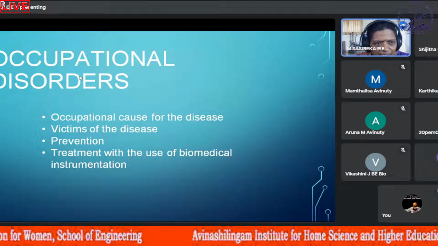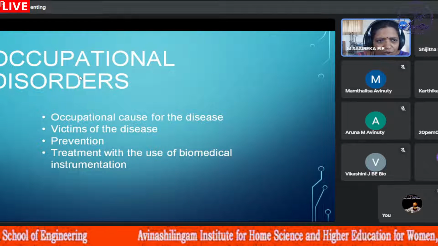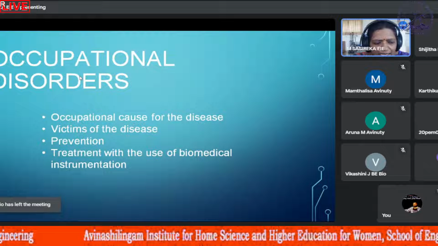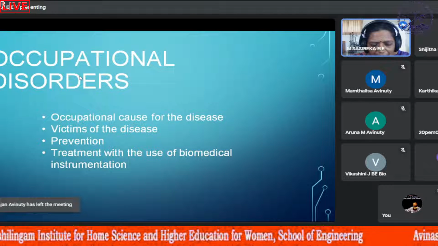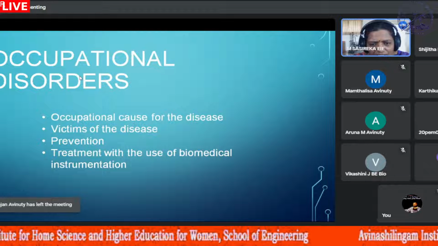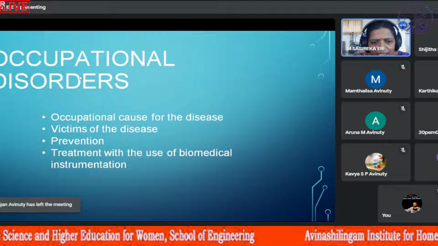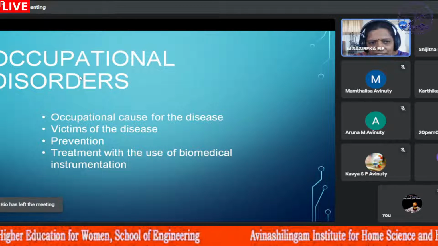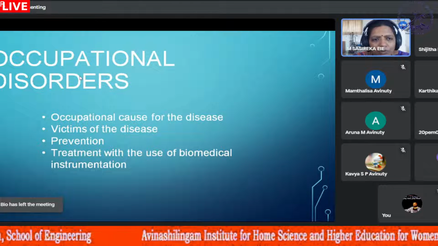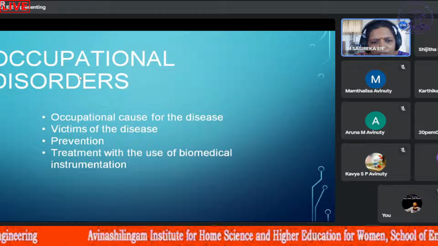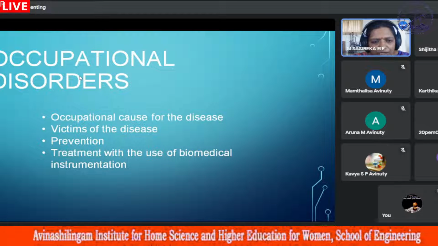Now we have seen the hazards, and then we have seen how they can be prevented. There are three methods: elimination, isolation, and engineering aspects. And under engineering aspects, we have seen the other three factors. So next we will move on to how this is going to affect our human body.